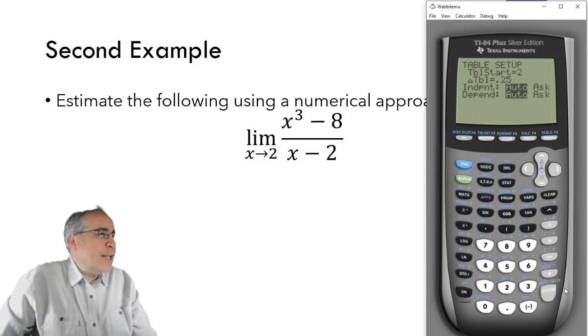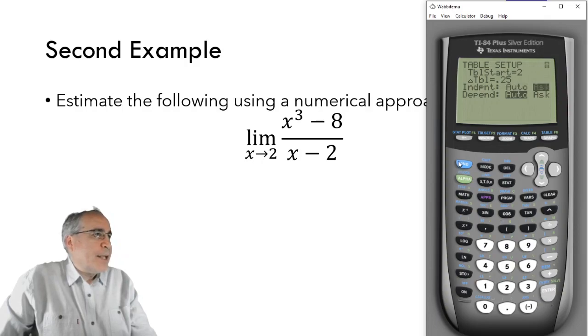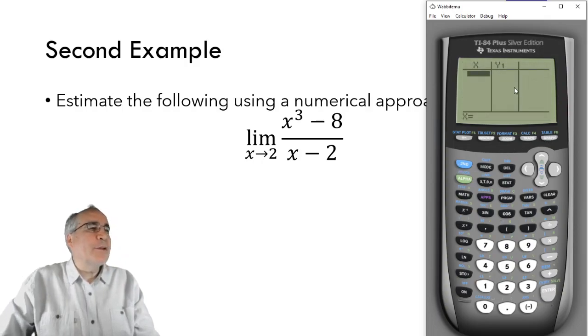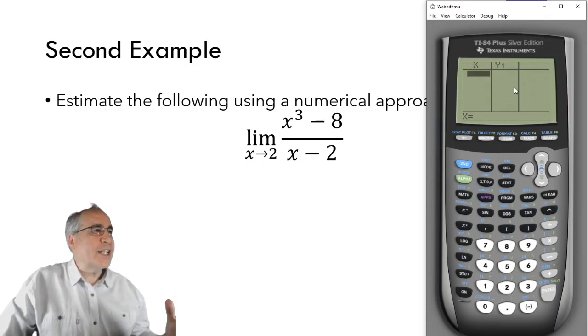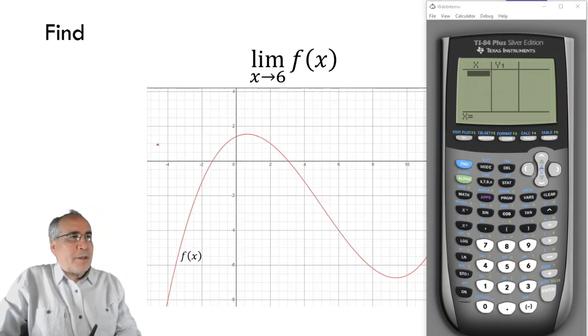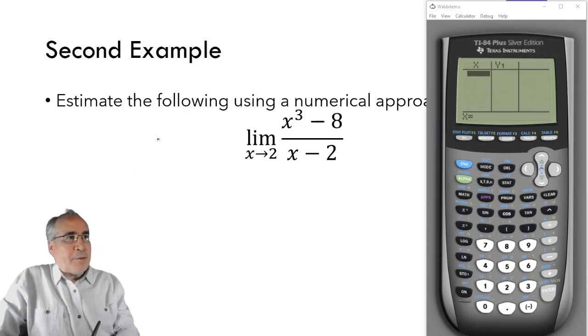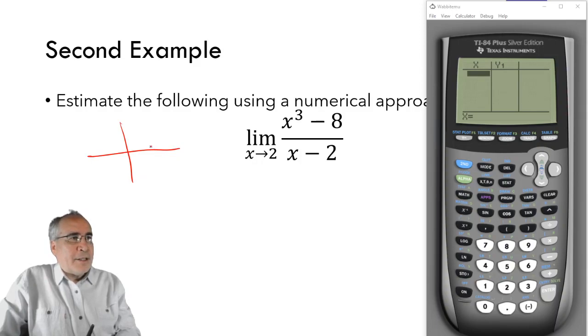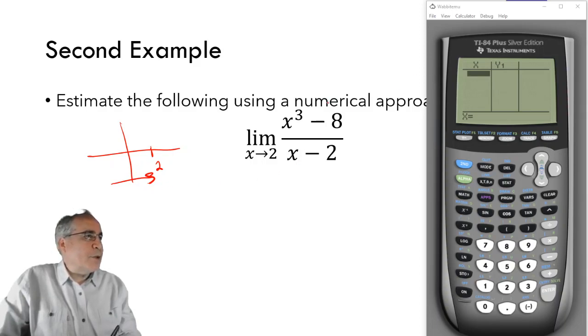And then we'll come back and we'll change this to ask now. And we'll go back to our table. Notice our table's been cleared out, so there's no junk in here. So what's close to 2 from the left-hand side? So again, I want to look at what's happening here on a graph as I get close to 2 from the left. And what I'll do, so what are numbers close to 2 from the left? Well, let's just go with 1.9 and let's see what we get.